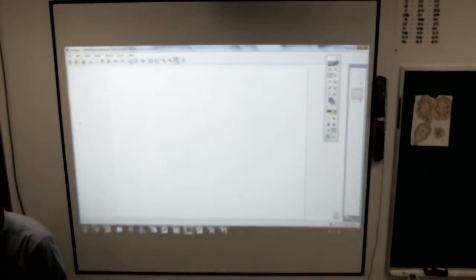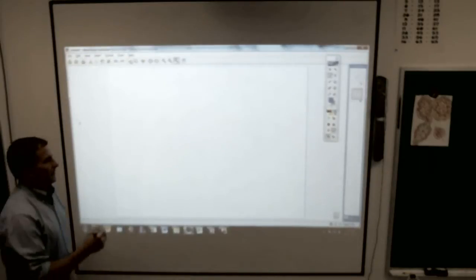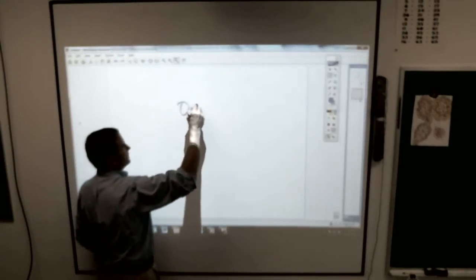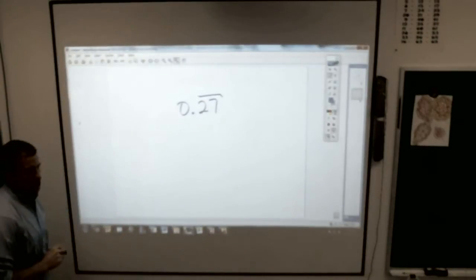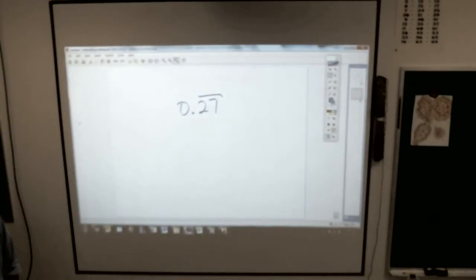So here is a repeater decimal. Let's say you've got 0.27 as a repeater. What fraction is that? Please don't tell me it's 27 over 100 because it is not. It's close to 27 over 100, but it is not. In math, you have to be exact.